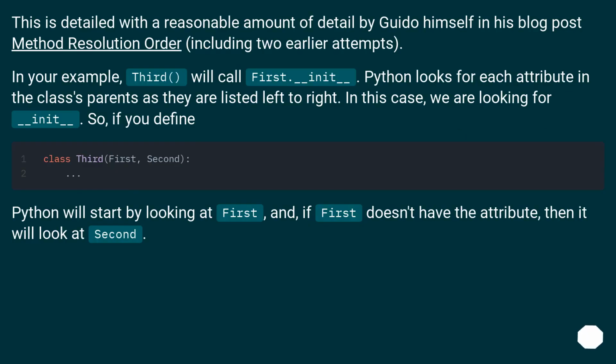This is detailed with a reasonable amount of detail by Guido himself in his blog post Method Resolution Order, including 2 earlier attempts. In your example, Third will call First.__init__. Python looks for each attribute in the class's parents as they are listed, left to right. In this case, we are looking for __init__. So, if you define this, Python will start by looking at First, and, if First doesn't have the attribute, then it will look at Second.